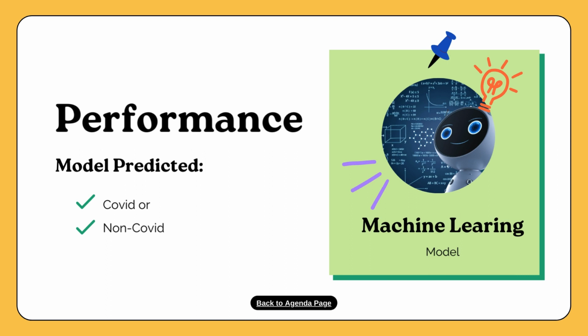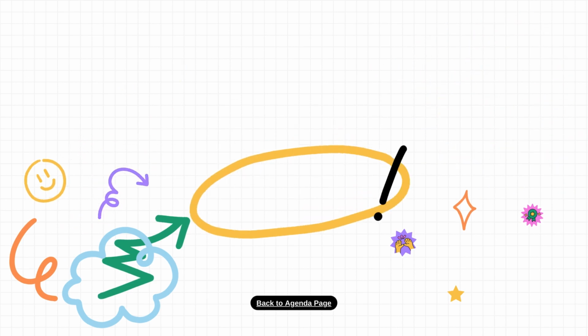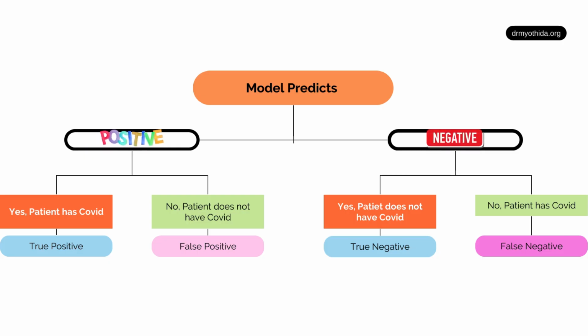This model predicts whether a patient has COVID or not, based on the patient's data that we provided to the model. So now we are going to evaluate whether the model performs as we expected using our training data. Okay, let's see how it goes. Our model provides an answer, either positive or negative. The left side is positive, the right side is negative. So let's start with the positive cases.